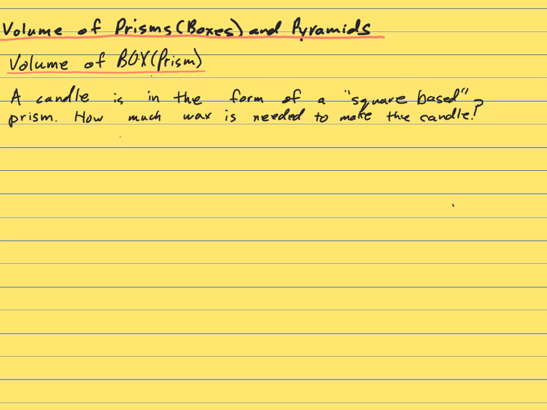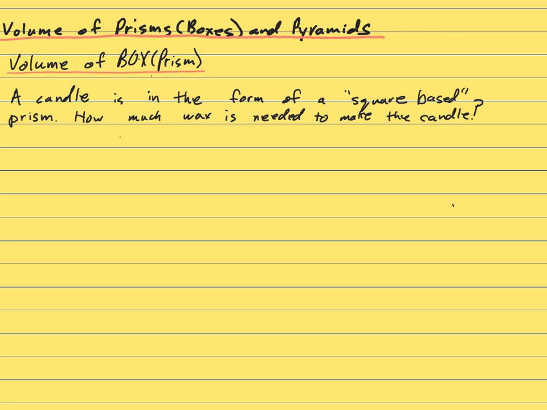A candle is in the form of a square-based prism. How much wax is needed to make the candle? So, if you think of what the word volume really means, volume is basically taking all of the areas and kind of adding them up to make a three-dimensional shape. So, it's almost like having the base of our book look like this. And then we keep adding more and more levels to the book until finally we get a big full shape of the book in 3 space.